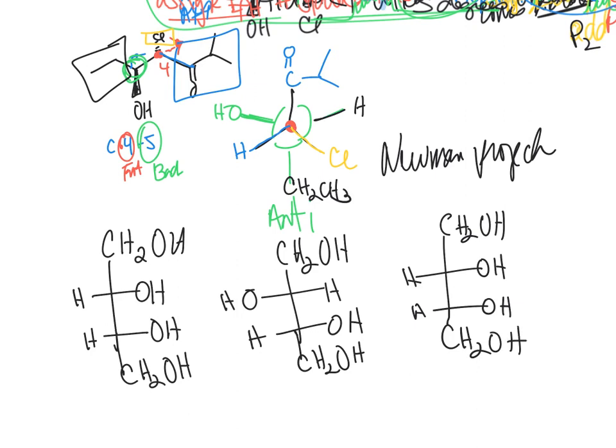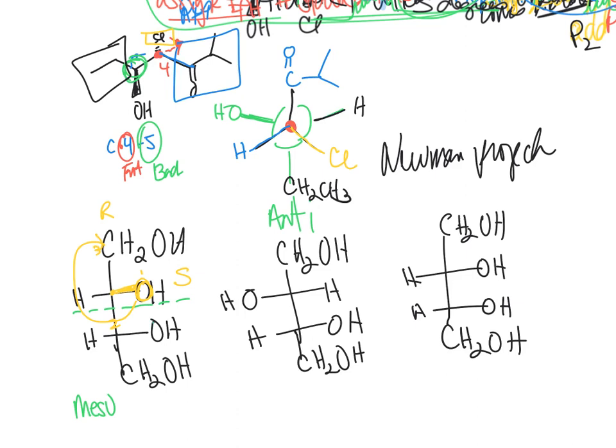Okay, so these are Fisher projections. Now this one has a plane of symmetry, so that's a meso. Let's assign R and S here. So this is 1, and then this would be 2. This would be 3. So 1, 2, 3 is R, however, the OHs are coming at you, because remember this is a bow tie. So that would be S.